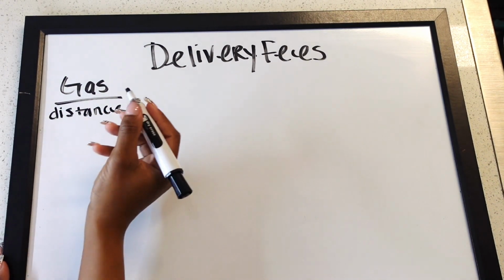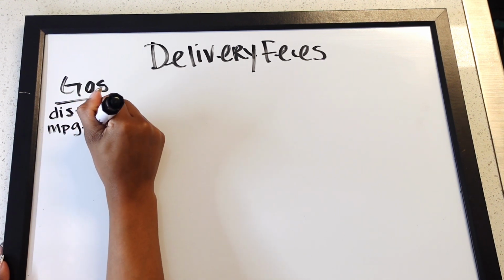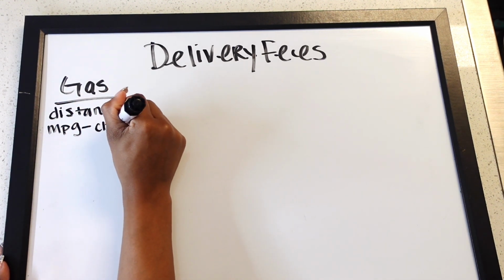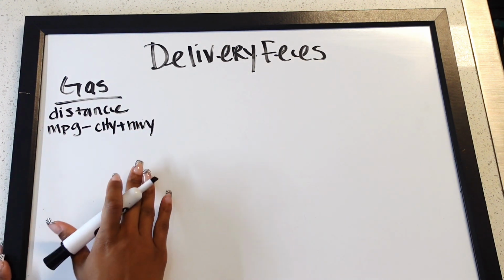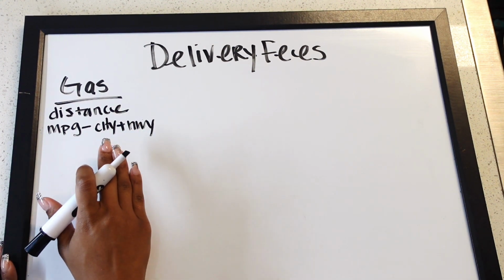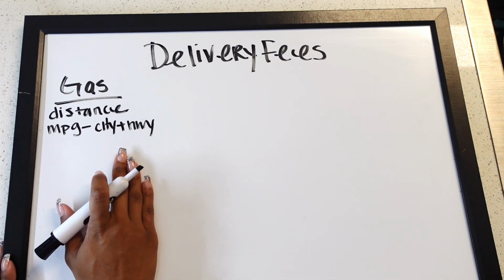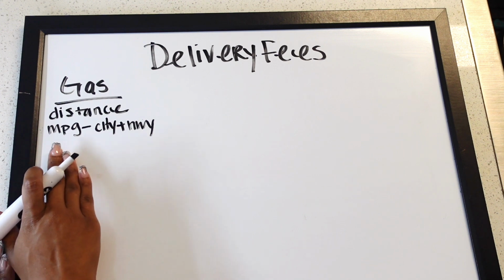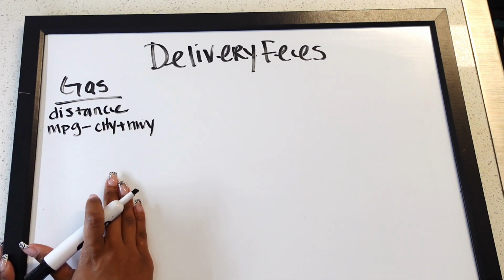The next factor is miles per gallon. And we want to know our combined miles per gallon. And this is pretty easy to figure out. All you have to do is Google the year, make, and model of your vehicle, and you will be able to find out the combined miles per gallon that your specific vehicle gets.